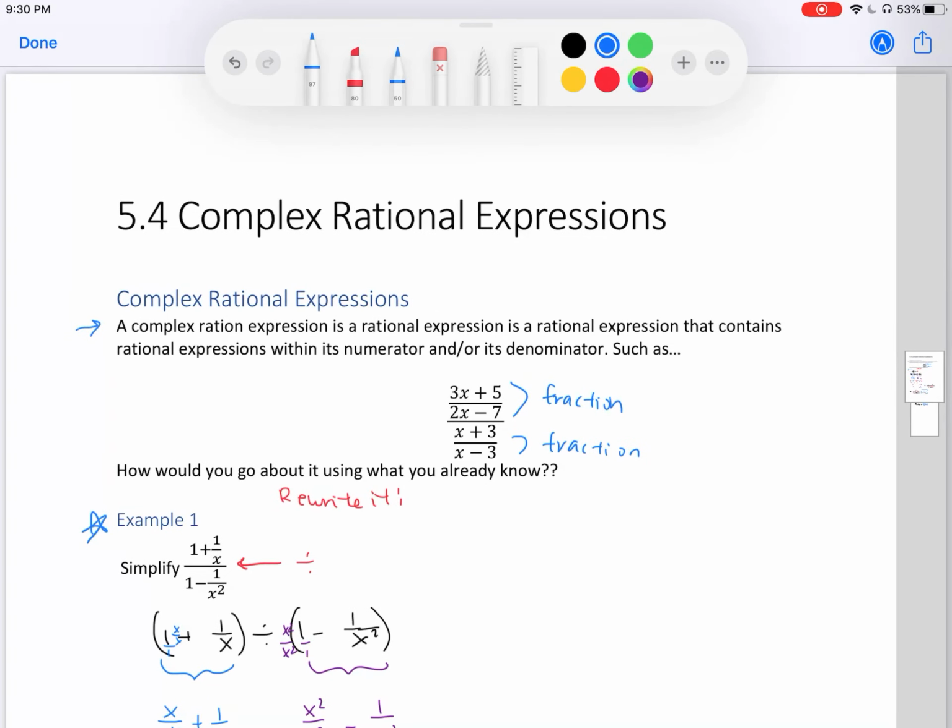There's one other way you can go about it. If you'd like to learn it, go ahead and reach out to your e-text for section 5.4. You can find that on MyMathLab. All right, that's it for section 5.4. Thank you.